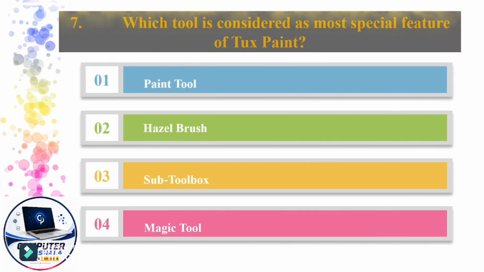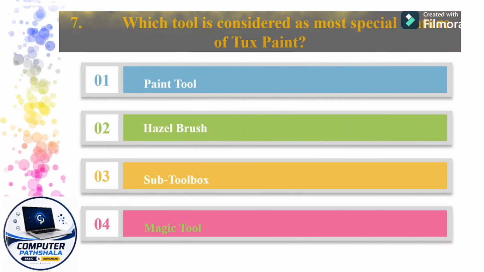Next is question number 7. Which tool is known as the most special feature of TuxPaint? See the options: Paint tool, Hazel brush, sub toolbox, and Magic tool. And your time starts now. The correct answer is option 4, Magic tool. The Magic tool provides many exciting effects and makes TuxPaint unique.